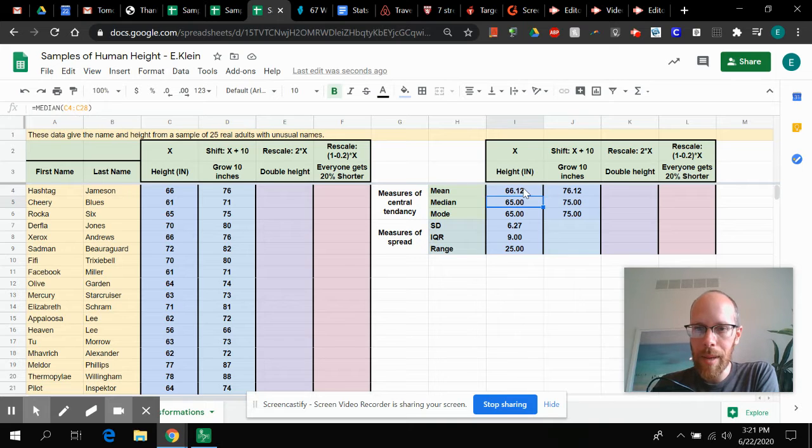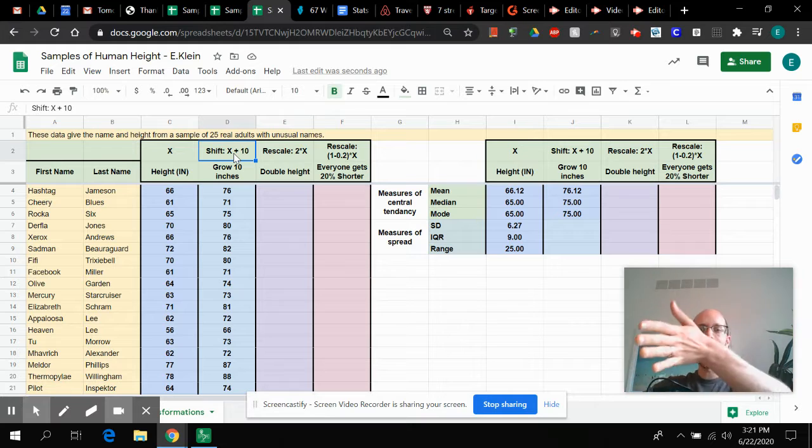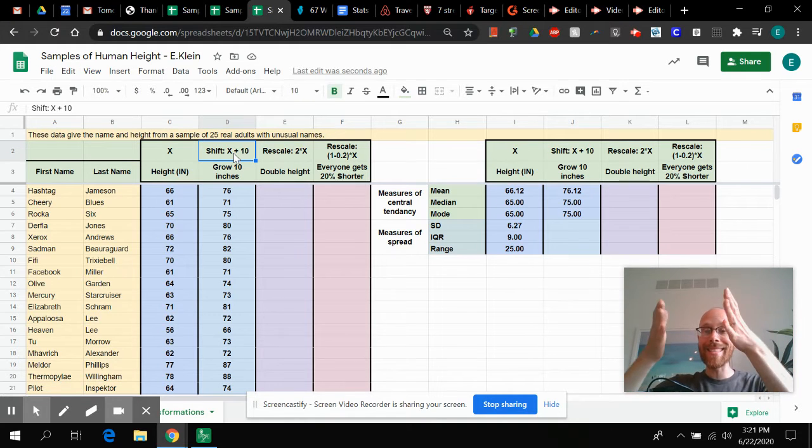All right, so what happened to the mean? What happened to the median? What happened to the mode? Well, you can see that they all also increased by 10 inches. So when you shift each value by some given amount, that means that the center is also going to shift over by that amount. Let's move on.